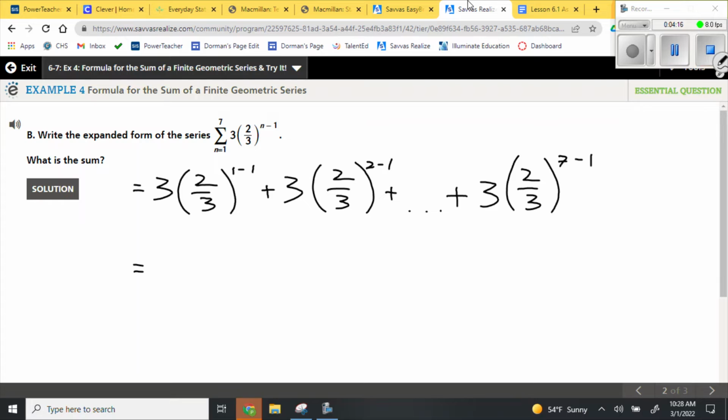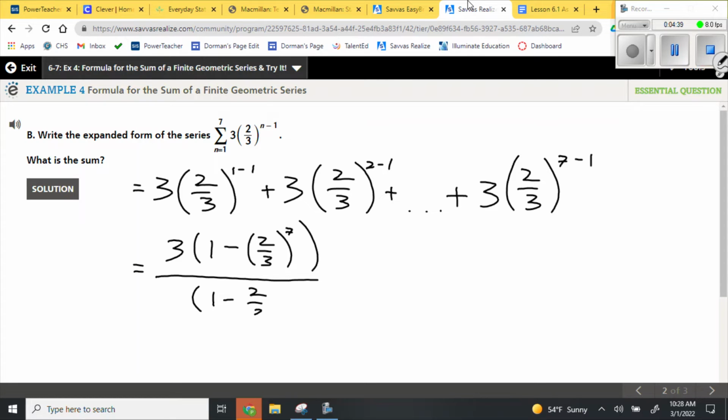Now we have a handy dandy formula that tells us that this is the same as 3 times 1 minus 2/3 to the 7th power, all divided by 1 minus 2/3. Now, at this point in time, you can put that exact thing into your calculator, and it's going to spit out an answer. Yeah? But I want to show you something neat that you can do with your calculator.